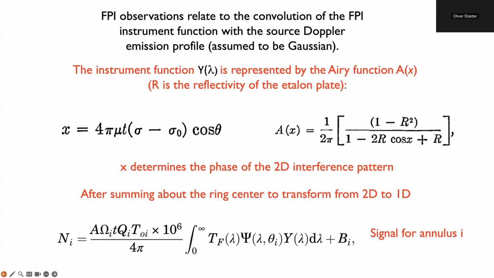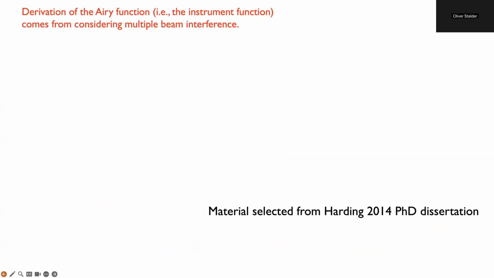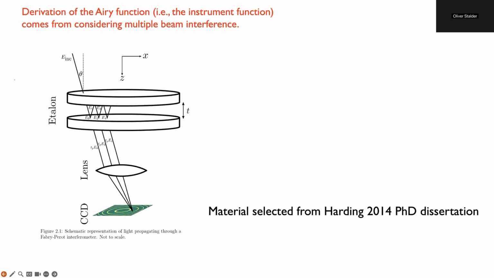So this is the signal for a particular annular ring around the ring center. So I'll take you through the derivation of the Airy function, which comes from considering the multiple beam interference, as you can see in this diagram.